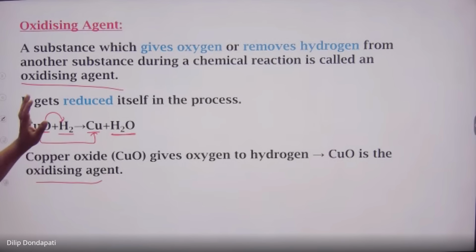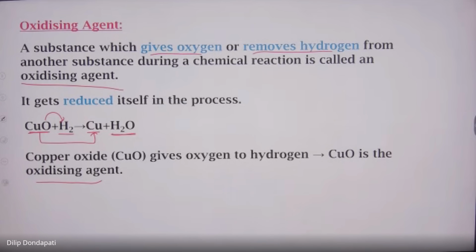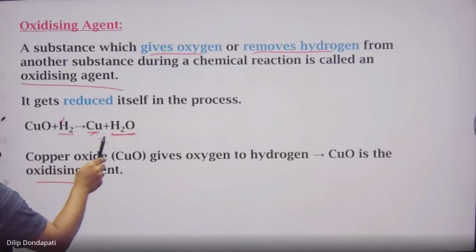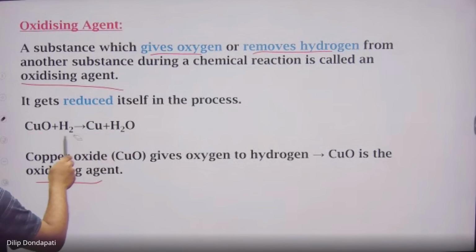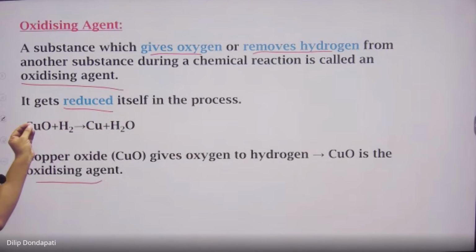So a substance which gives oxygen or removes hydrogen from another substance during a chemical reaction is called an oxidizing agent. And here you already know which is oxidized. Anybody? Which is oxidized in this compound? Sir, H2 is oxidized and CuO is reduced. That's why it gets reduced itself in this process. It gives oxygen and this gets reduced. That's the meaning.